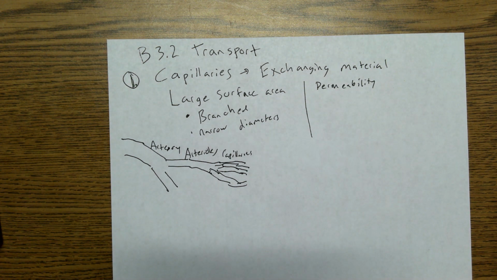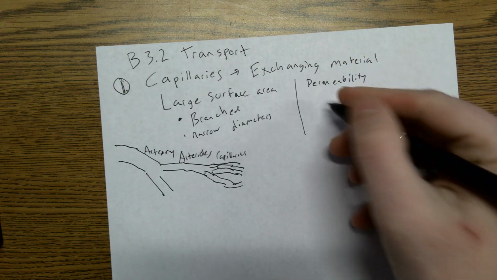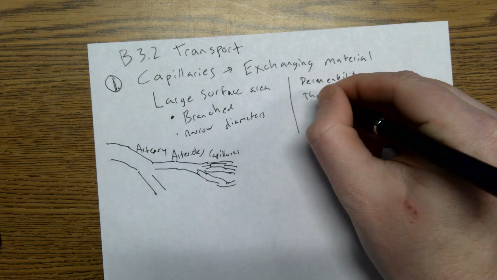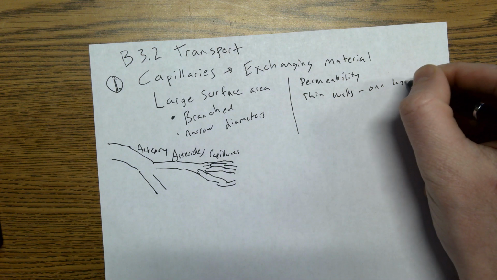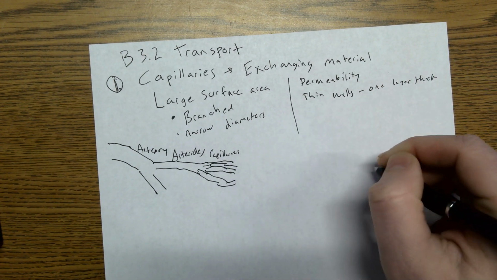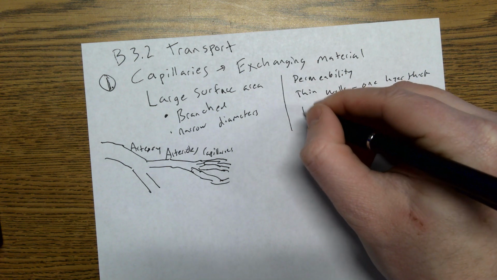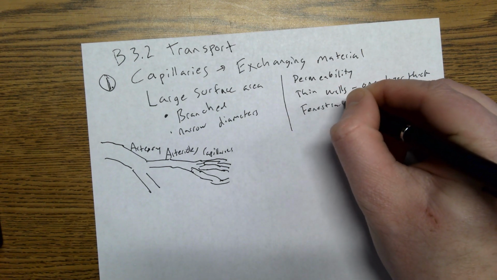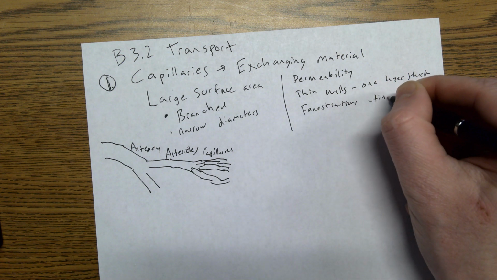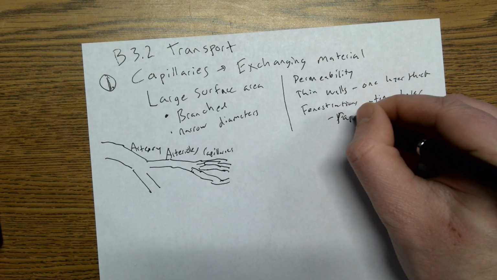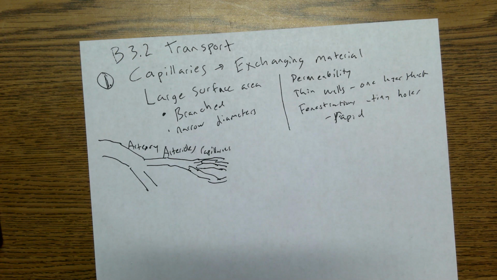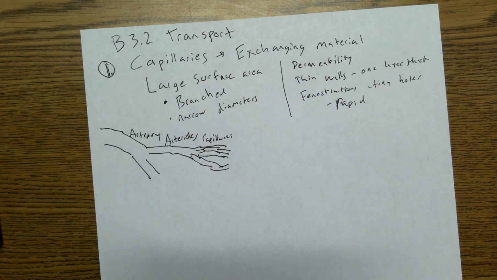Permeability. So some capillaries, well, all capillaries have very thin walls, like 1 cell layer thick. This allows for easier movement of materials through. And some capillaries have fenestrations, which are tiny holes. And this is in areas where you need rapid movement of materials. So the fenestrations are found in areas where you need rapid movement of materials. Okay? So that is our capillaries found in animals.